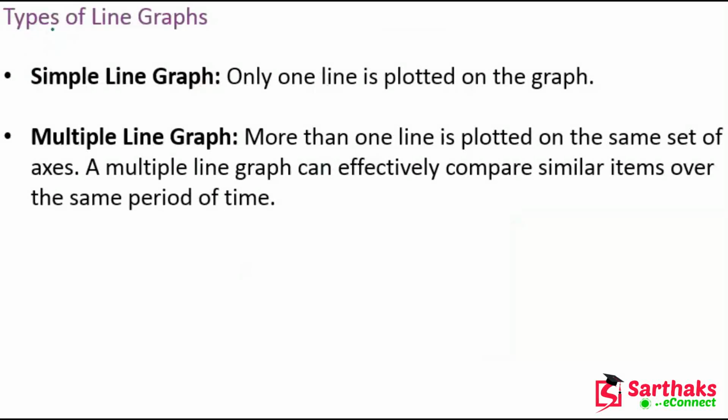Now we are going to see the types of line graph. The first type is the simple line graph. In this, only one line is plotted on the graph. The second one is the multiple line graph. In this, more than one line is plotted on the same set of axes. A multiple line graph can effectively compare similar items over the same period of time.